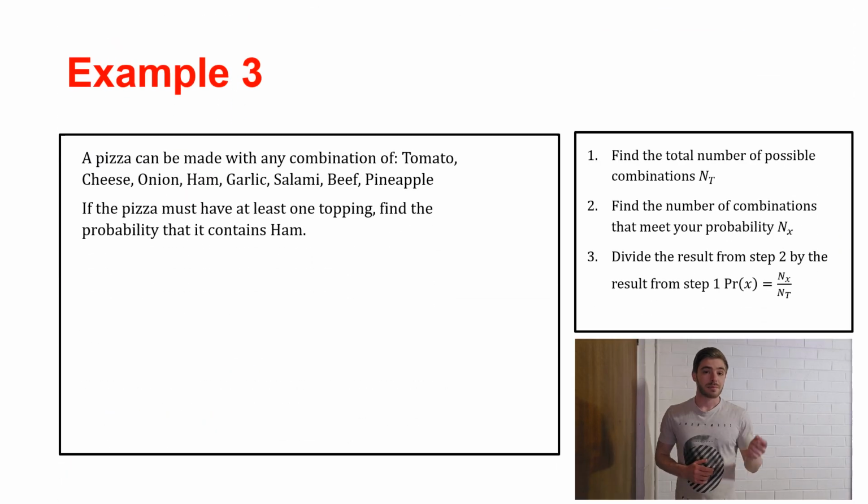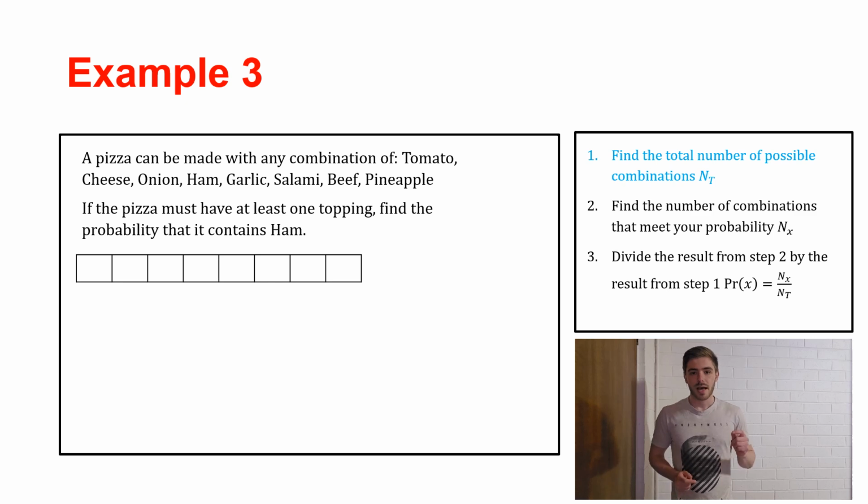A pizza can be made with any of the following toppings. If the pizza must contain at least 1 topping, find the probability that that pizza contains ham. So first, as always, all we're going to do to start with is to figure out what the total number of possible combinations are. And in this case, there are 8 total toppings, and we have 2 choices for each topping. You either choose it or you don't. And since these are choices made in sequence, we're going to multiply along together.